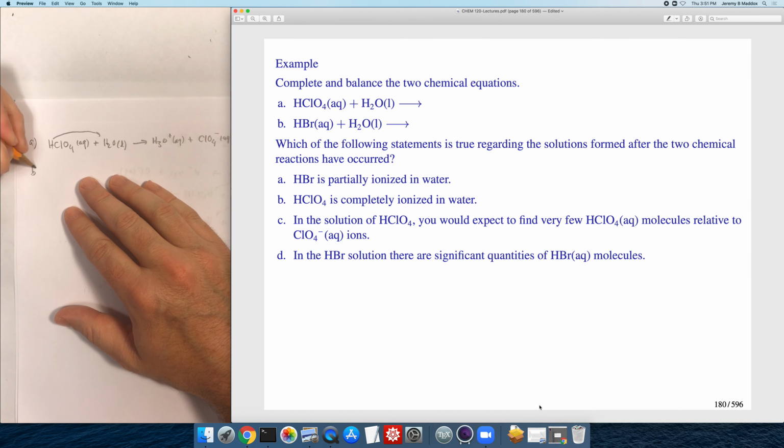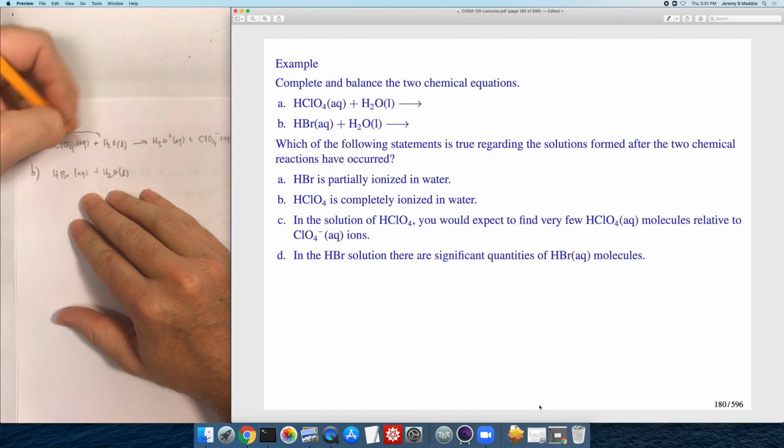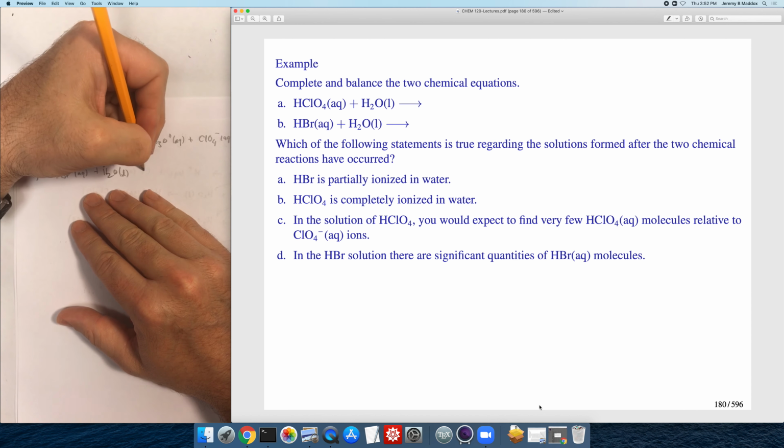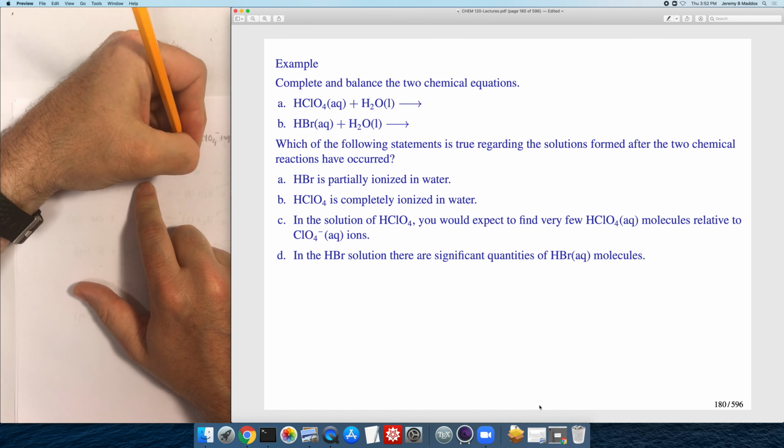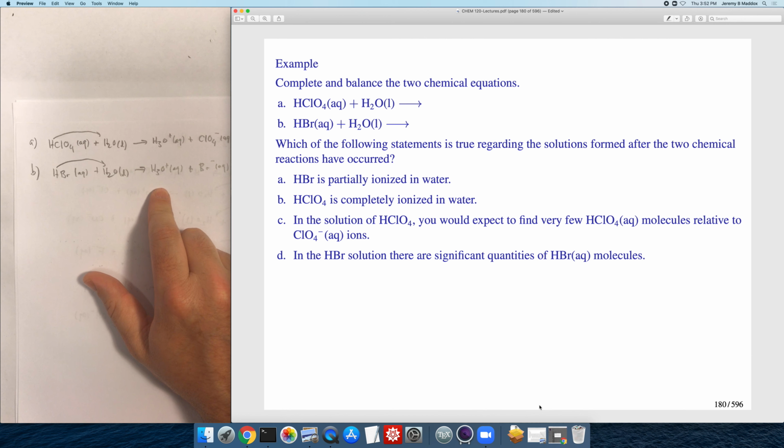Hydrobromic is very similar to the examples that we've seen already. Hydrobromic acid donates its proton. It's a strong acid, so I use a one-directional arrow. It's going to leave behind a bromide, in addition to producing some hydronium.